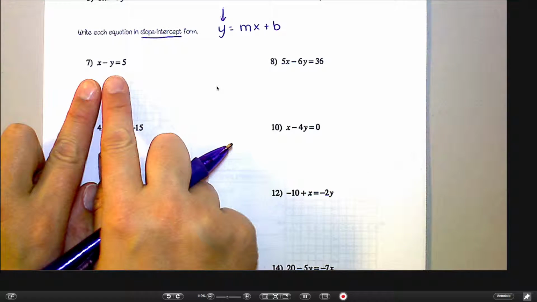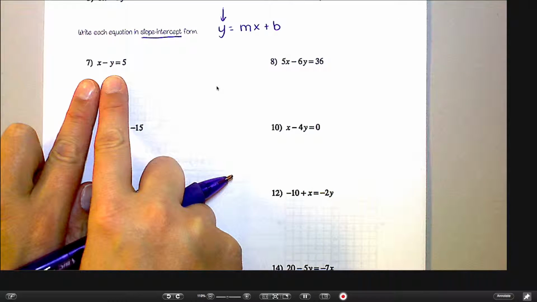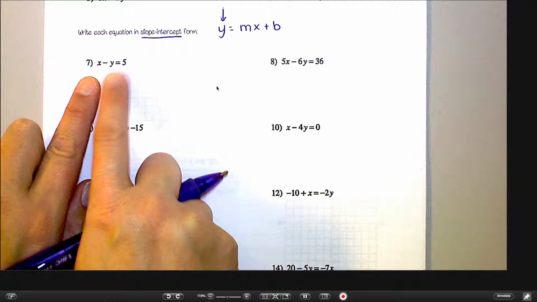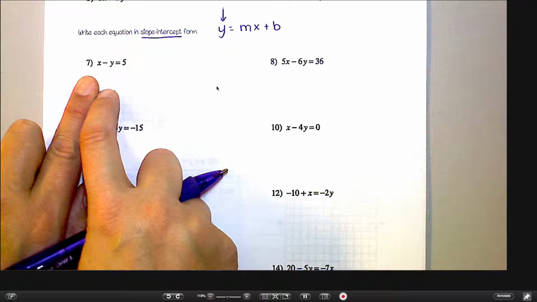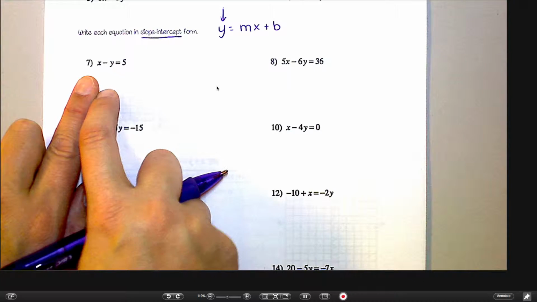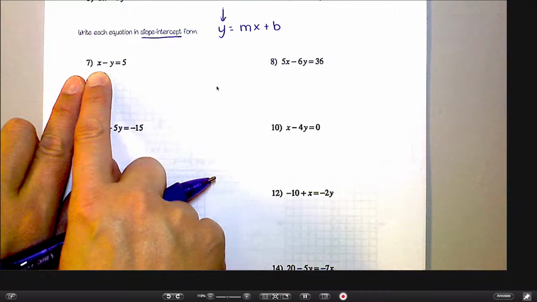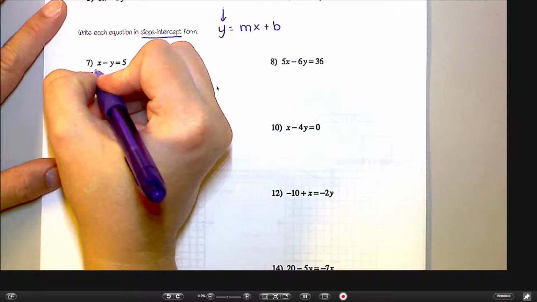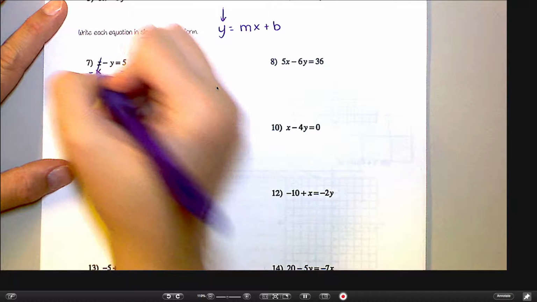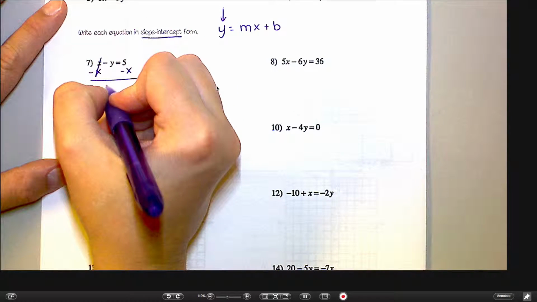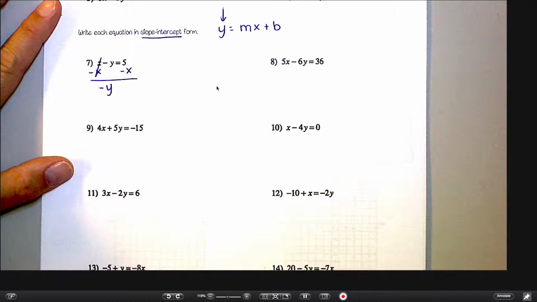So in this first one, what do I want to get rid of first? X. If I'm trying to get y by itself, let's get rid of x. How do you want to get rid of x? Okay, the x is positive, so I'm going to subtract an x and subtract an x. So now I'm left with negative y. Just don't forget that that's a negative y.